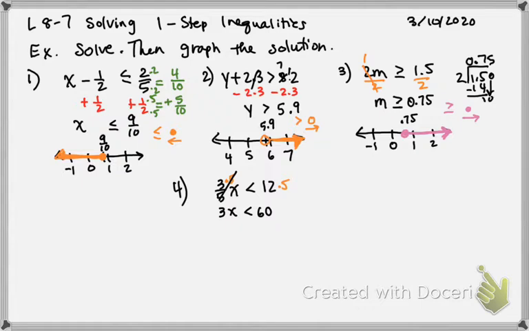Now I've got a multiplication problem, so I'm going to divide both sides by 3. And that's going to give me x is less than 20. Okay, so now I draw my number line. 20 in the middle, 19 in front, 21 after, and then less than says the answer is not a solution, so it's open, and I color to the left for less than. So at 20, it's an open circle, and then I color left for less than.